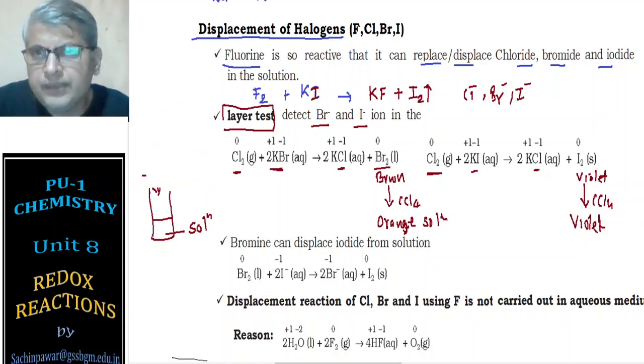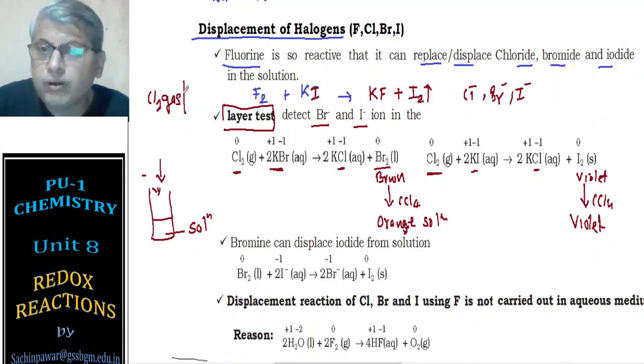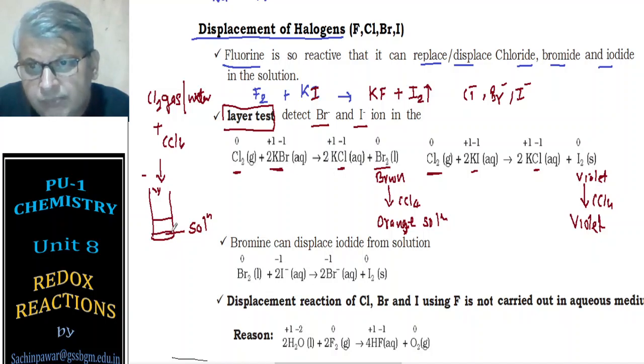You have to add two chemicals. One is chlorine gas, or chlorine dissolved in water to get chlorine water. You can use chlorine gas or chlorine water, and to this you have to add carbon tetrachloride. Carbon tetrachloride forms the bottom layer.